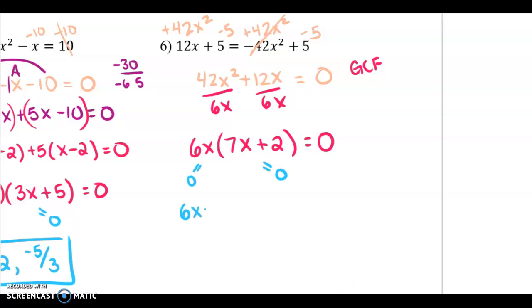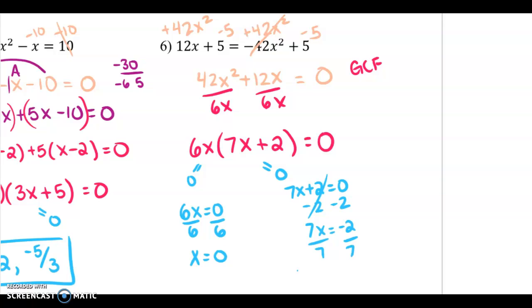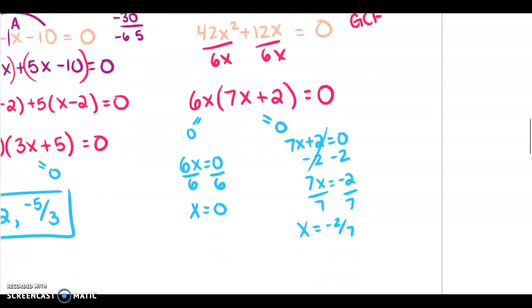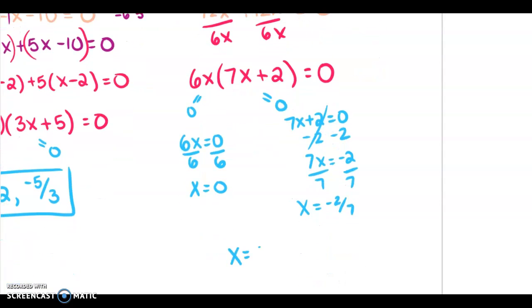So 6x is equal to 0, divide by 6, you get x is equal to 0 for my one answer. And then 7x plus 2 is equal to 0. Subtract the 2. 7x equals negative 2. Divide by 7. You get x is equal to negative 2/7. So I get my 2 answers here of 0 and negative 2/7.